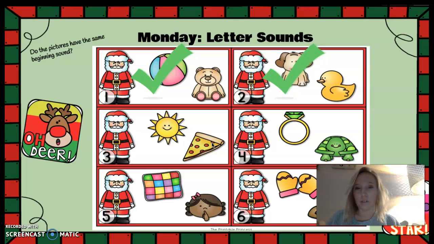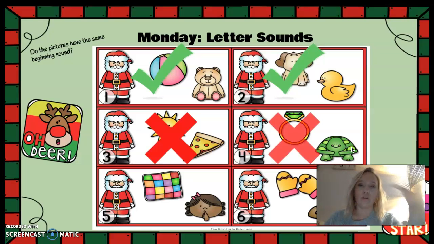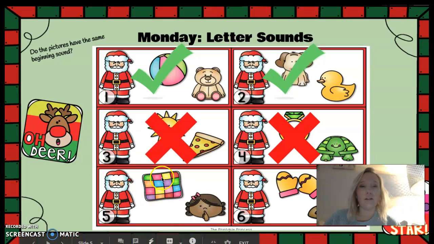Give me a thumbs up or a thumbs down. If you said thumbs down, then you are correct because sun starts with this sound and pizza starts with the p sound, right? They're not the same. What about ring and turtle? Thumbs down or thumbs up? Ring, turtle. I hear the r sound in ring, and I hear the t sound in turtle. Are those the same sounds? No, so thumbs down.